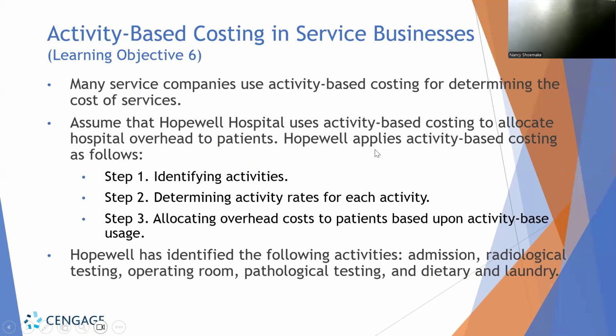Many service companies use activity-based costing. This hospital uses activity-based costing to allocate hospital overhead to patients. You identify the activities, figure the rates, and then allocate them to the patients. Here are the activities they're coming up with: admission, radiological testing, operating room, pathological testing, dietary, and laundry.